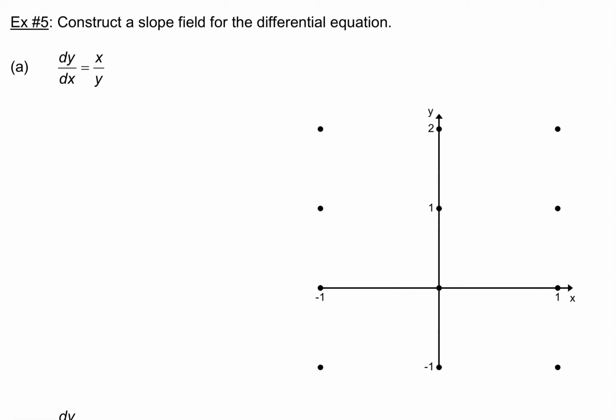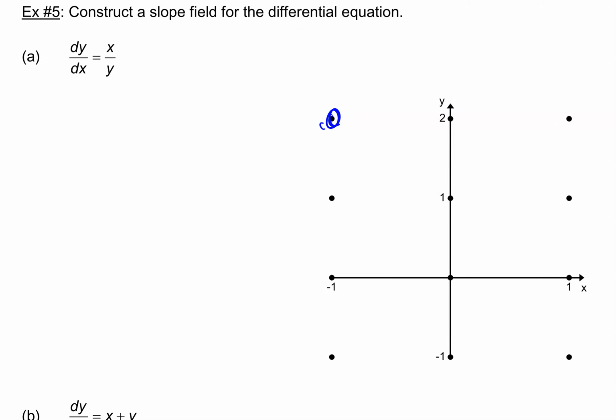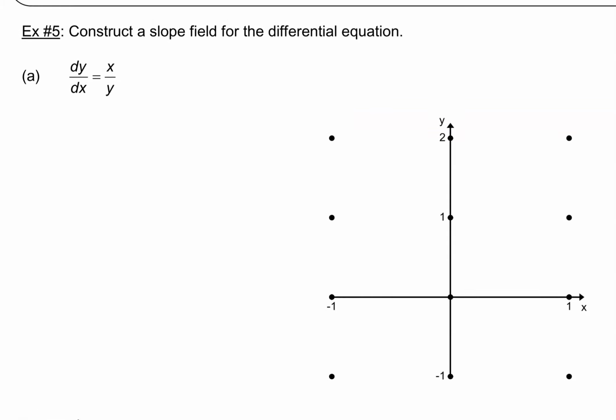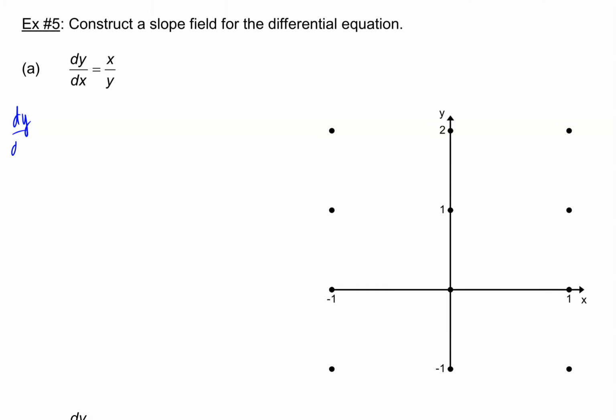So the first thing we want to do is, we know the slope is x over y. I'm going to pick a point, this point right here, and I want to know what the slope is. So I'm going to evaluate dy dx at, let's start somewhere easy, at 1, 2. I put in 1 for x, 2 for y. So that's a slope of a half. A slope of 1 would be this, so a slope of half would be something along that.